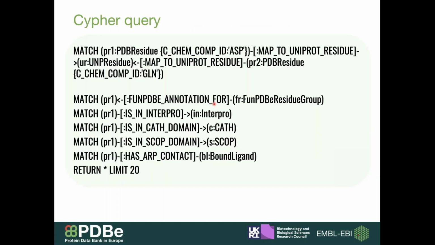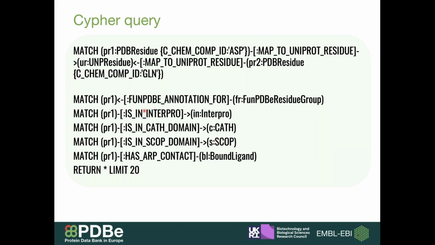Now let's see the Cypher query, which is used to get such data. The first match clause uses the map to UniProt residue node. So it uses a map to UniProt residue relationship to find the PDBe residue pairs that map to the same UniProt residue. This data we get from the SIFTS. Then we apply filtering on these PDBe residue pairs on their ChemCompID property to find the engineered and the wild type one.